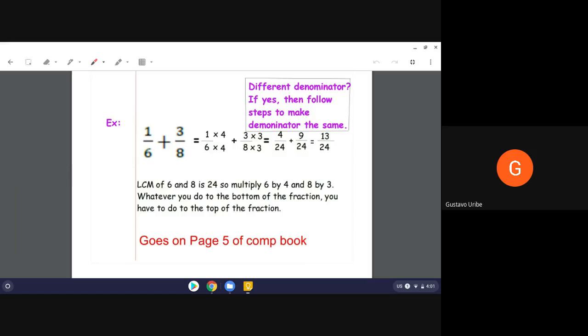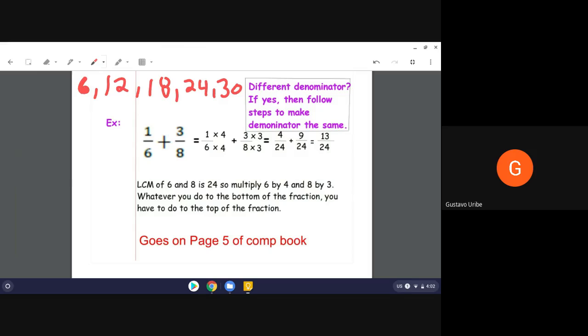Now, how did we know it was 24? Well, if you know your multiplication facts, that should have kind of come to you. But if you don't, one of the ways that we can figure this out is by making a list. So I could say, here's 6, and I'm going to go ahead and count by 6s. 6, if I add 6 to that, that's 12. If I add 6 to that, that's 18, 24, 30.